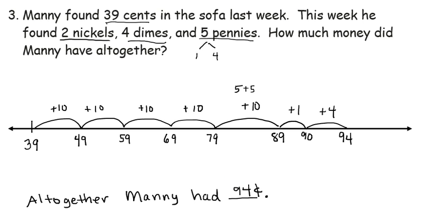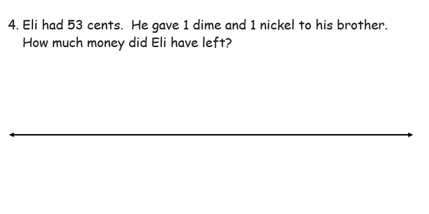Again, just one example of how we could use the number line to help us find the answer to this question. The next question says, Eli had 53 cents. He gave 1 dime and 1 nickel to his brother. How much money did Eli have left?